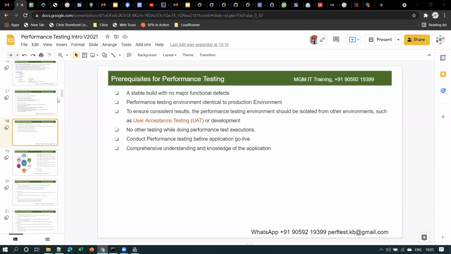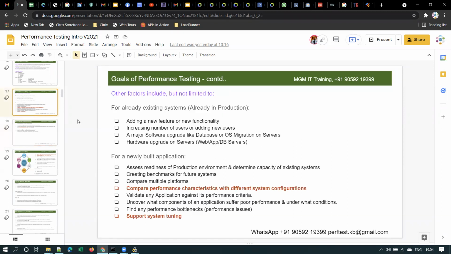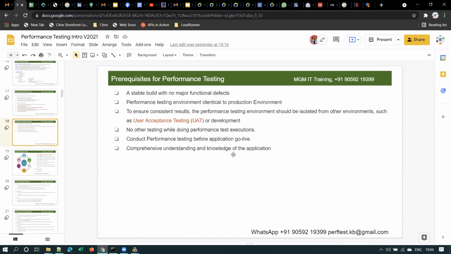So in the previous session, we discussed what the major factors are for doing performance testing. Why do we do performance testing for an already existing application and for a newly built application, right? So I hope there are no queries over here. Any queries before we move to the next topic? Guys, any queries over here? Can I take your silence as no? Okay, so let me move on to the next concept.